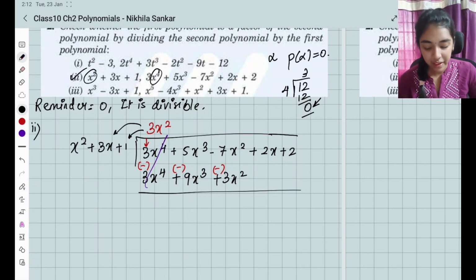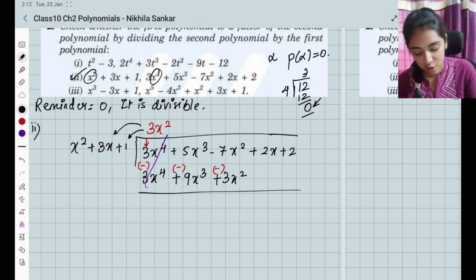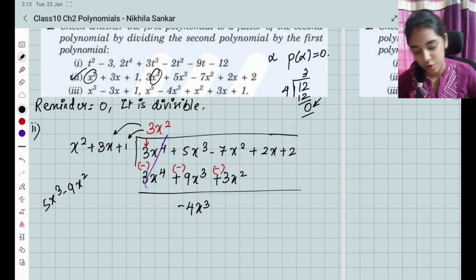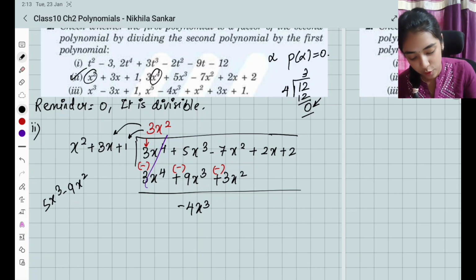Then we have 5x cube minus 9x cube. So we have minus 4x cube. In the subtraction, you have 5x cube minus 9x cube. So 5 minus 9 is minus 4. So minus 4x cube. Then minus 7x square minus 3x square.